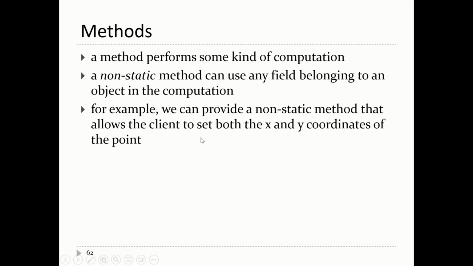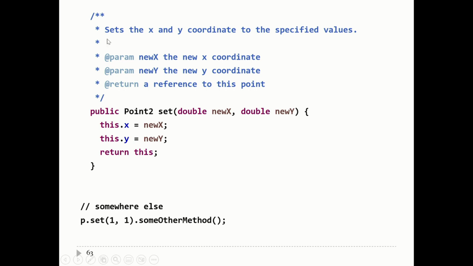So for example, we can provide a non-static method that allows the user to set the x and y coordinates of a point. So back in the Point2 class, we've got our constructor and fields. We can add a method called set. Set changes the coordinates of the point to new x and new y. So how do you change the x coordinate of this point? Well, this.x = newX. How do you change the y coordinate? Well, this.y = newY.